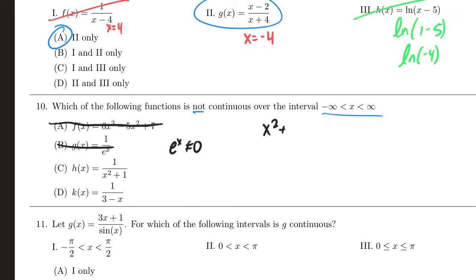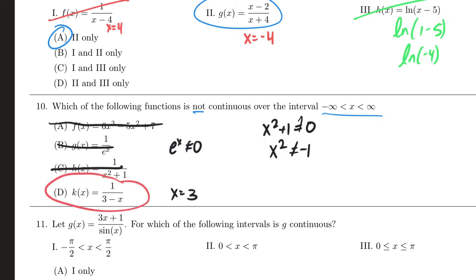x squared plus 1, if we try to make that equal to 0, that means x squared would be equal to -1, which isn't possible, so C's out. And if we made x equal to 3, this would make the bottom 0, so D does have a discontinuity at 3, which means it's not continuous.